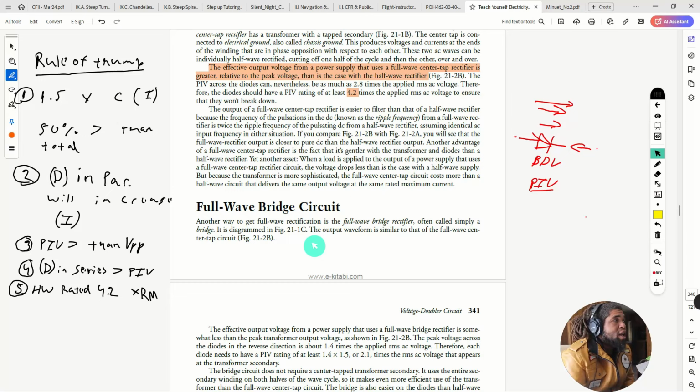The output of a full wave center tapped rectifier is easier to filter than the half wave, because the frequency of the pulsation in DC ripple from the half waves is twice the ripple frequency of the pulsating DC. Okay, remember that's what I talked about here. It's a shame perhaps that he doesn't give you any numbers here, but just like I said, we can go up to this diagram again briefly and look at this.